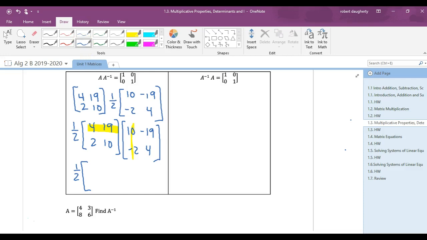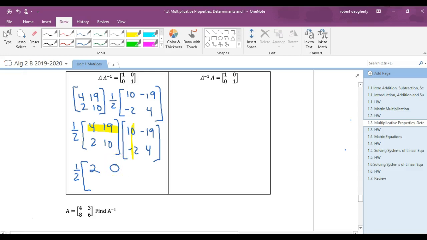2 times 19 is 38. 40 minus 38 is 2. Okay. Now let's look at first row, second column. 4 times negative 19 plus 4 times 19. I don't know what 4 times 19 is, but I know that 4 times negative 19 plus 4 times 19 is 0. Okay. And then I move here.